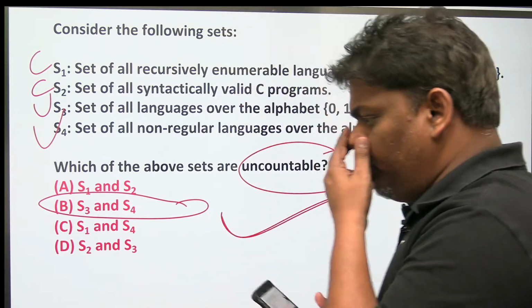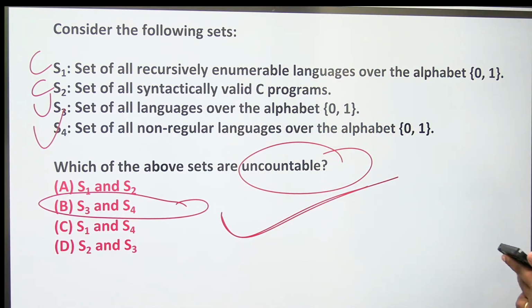It's a really nice problem. Please take care. Answer is S3, S4, which is uncountable. Set of all recursively enumerable languages, they are countable. Set of all regular languages are countable. CFLs are countable. CSLs are countable. Set of RECs are countable. Set of RELs are countable. But complements are not countable, right?